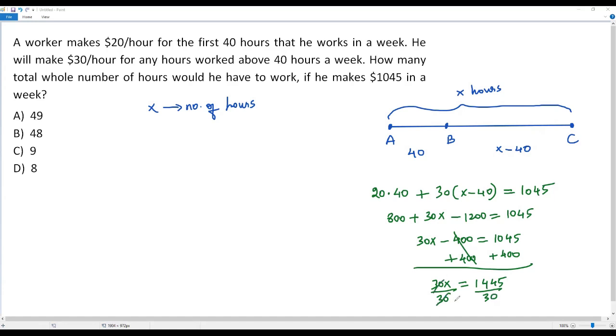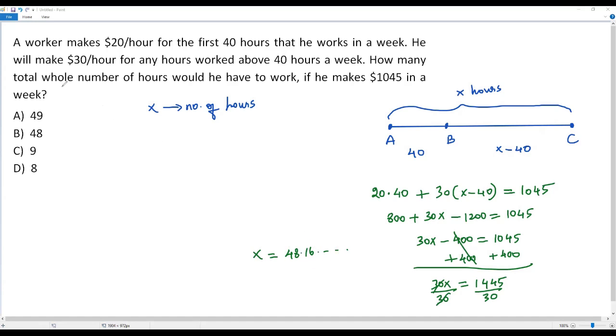Then this 30 will cancel out. I am getting X on the left side. On the right side, when I divide this 1,445 by 30, I am getting 48.166, it keeps going. So here I got the value of X, but the value of X is not a whole number. It's 48.166, and it keeps going on. So if he wants to make $1,045 in a week, he has to work for 48.16 hours. So clearly the number of hours he needs to work is greater than 48 hours.